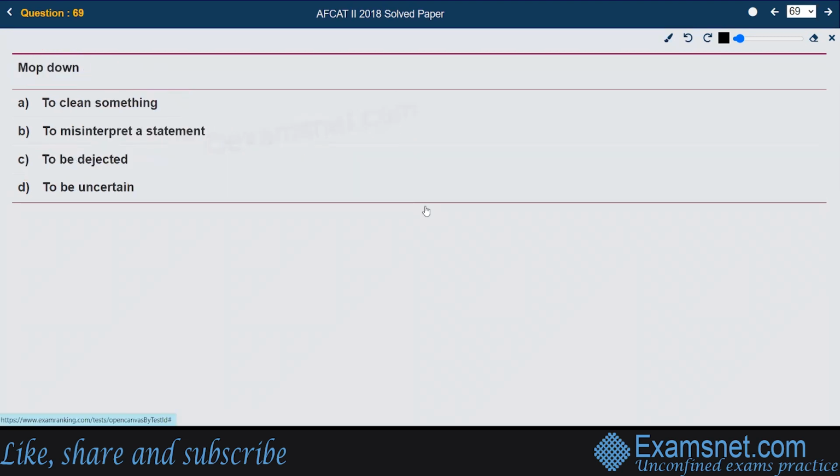Okay, now the next is mop down. Okay, the phrase mop down actually means to clean something.